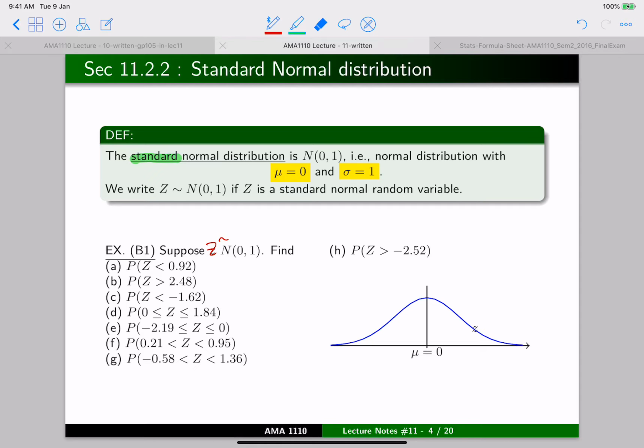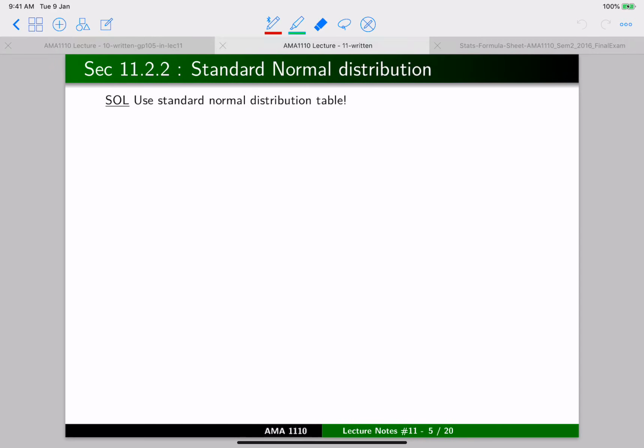So how are we going to do this? How are we going to find the area underneath this curve? Well, let's try B first. We want to find the probability that Z is greater than 2.48.